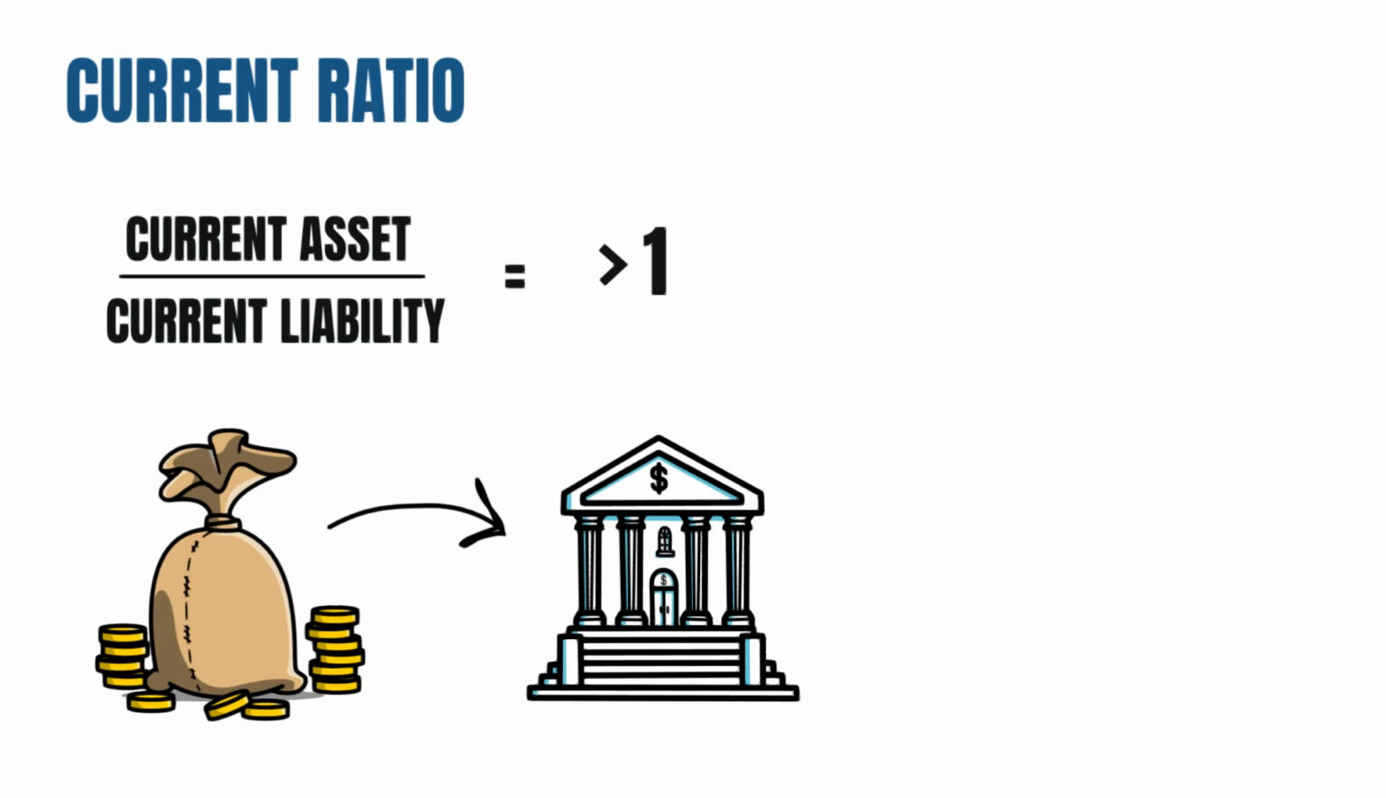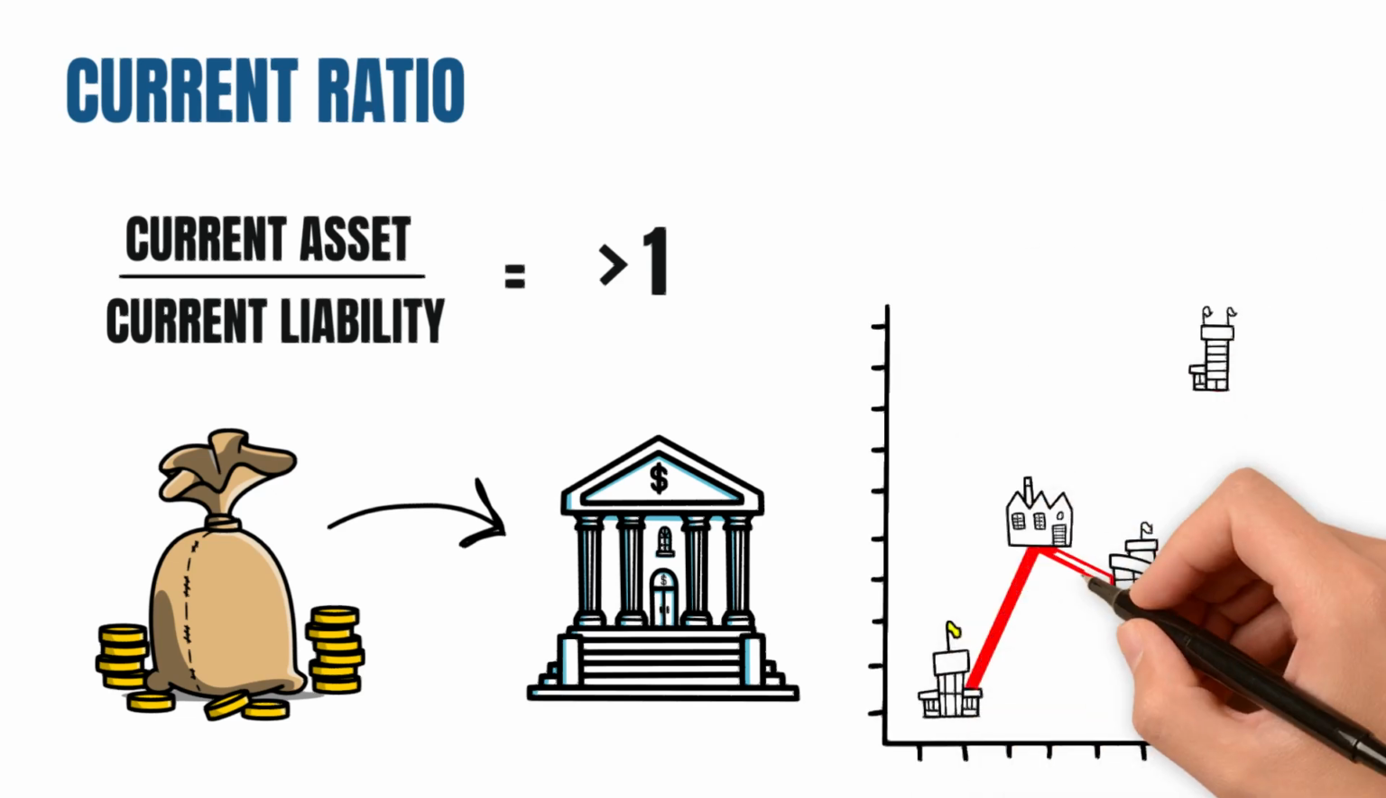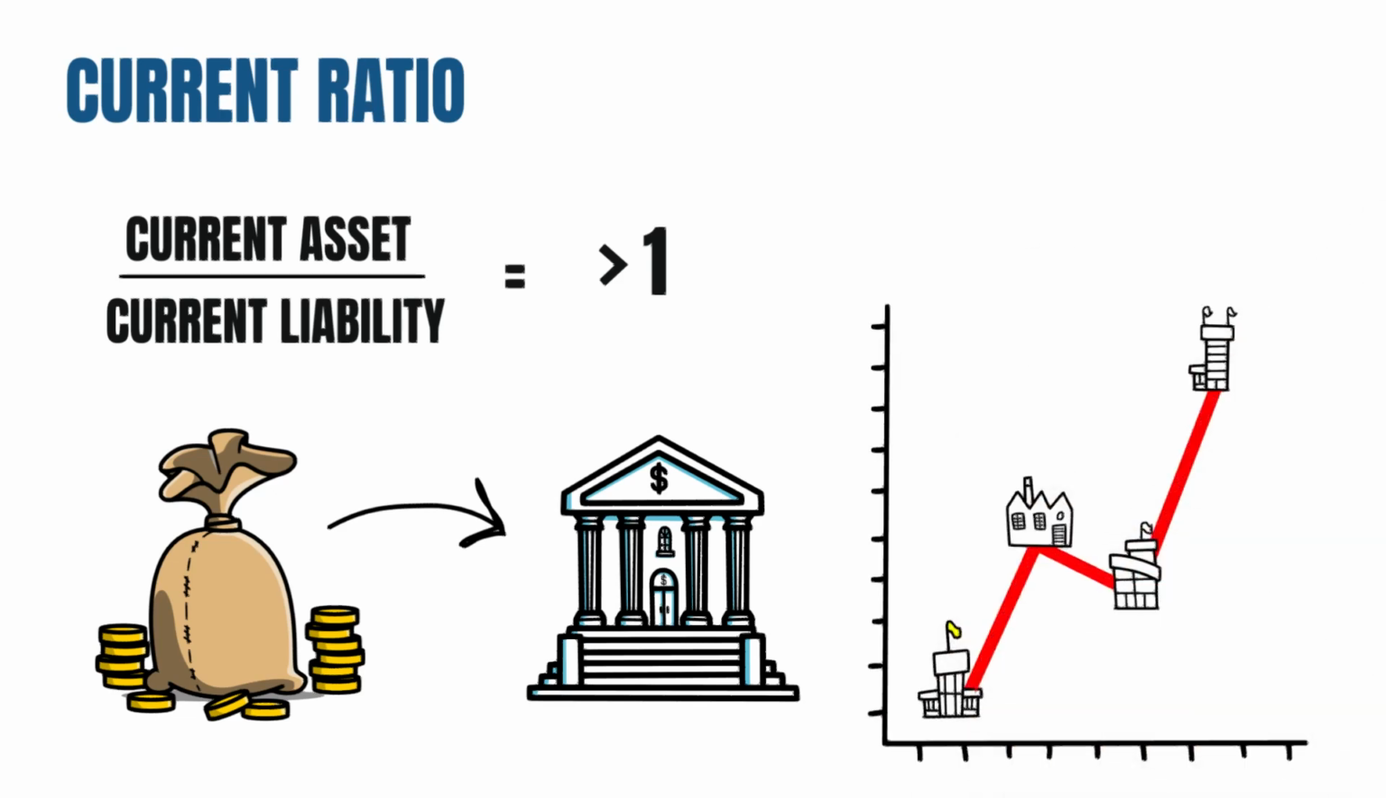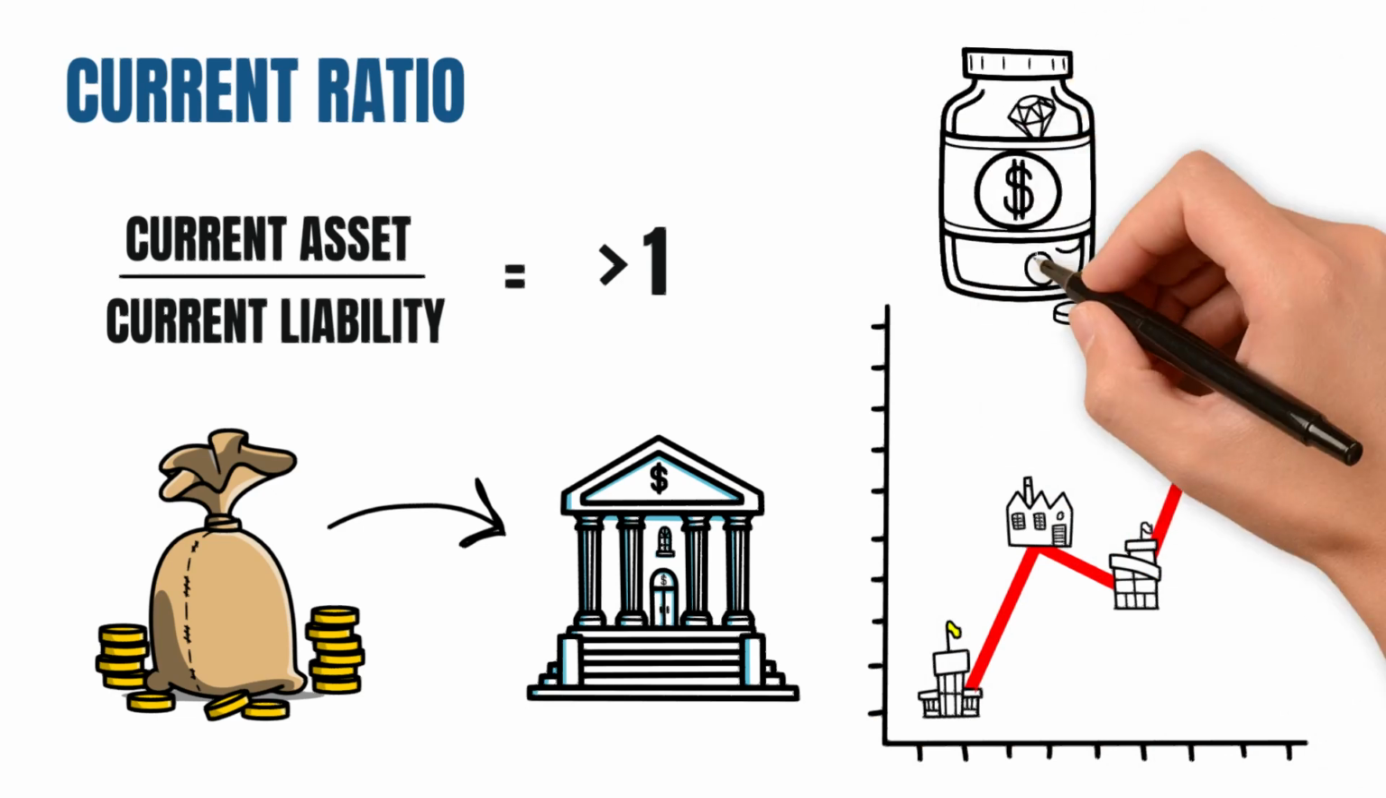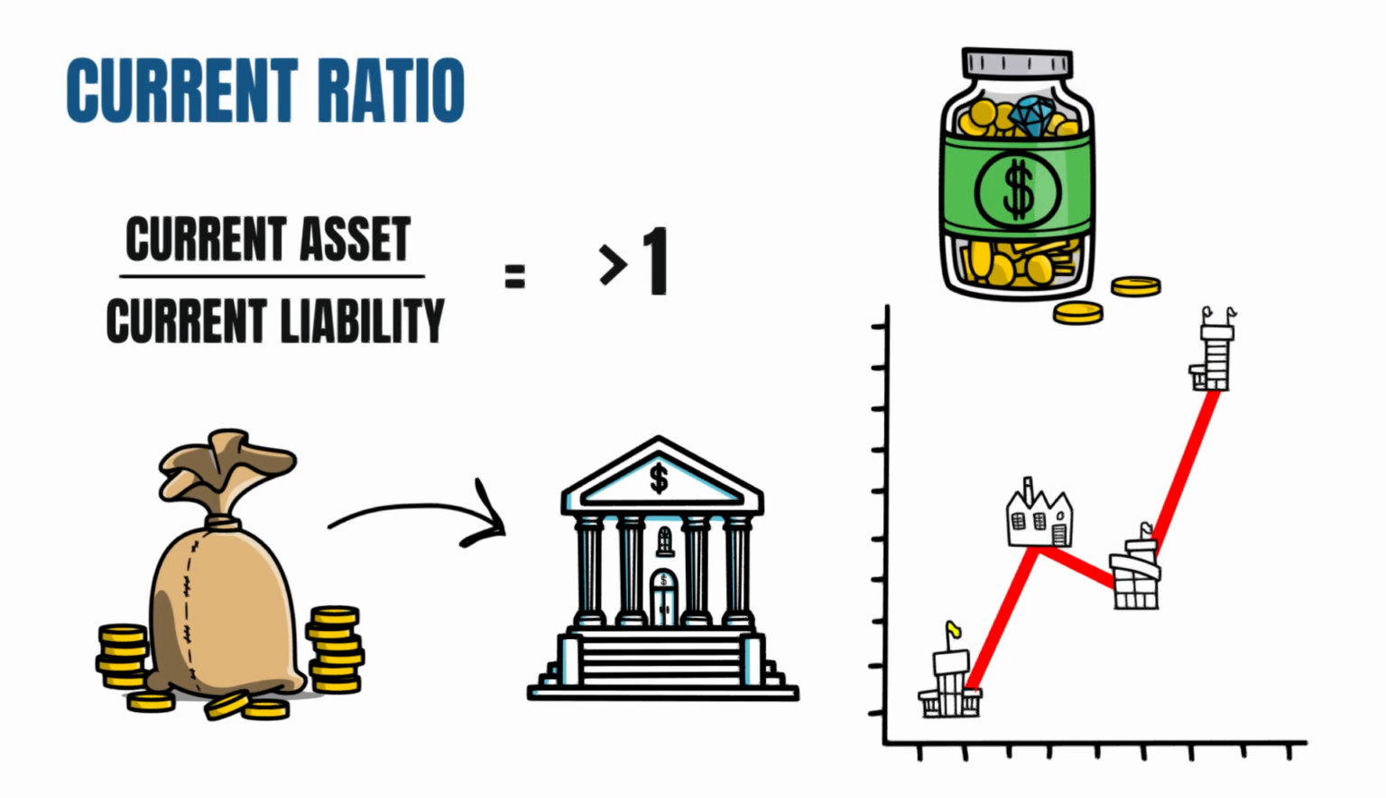However, keep in mind that the optimal current ratio can vary depending on the industry and the company's specific circumstances. For example, a company in a capital-intensive industry may require a higher current ratio to maintain its operations. Understanding the current ratio is a good starting point for assessing a company's ability to meet its short-term obligations.